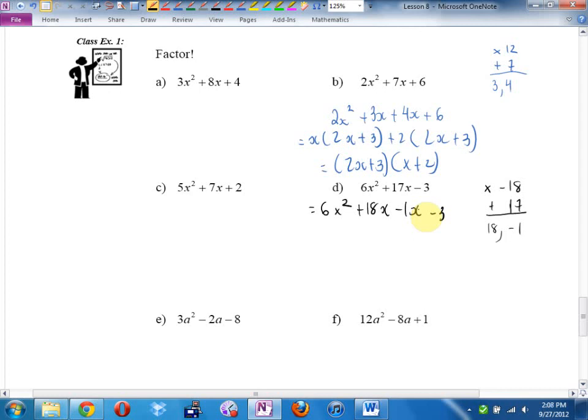Now what? Try the rest of it yourself. Group. I think in the second one, you might end up factoring out a negative.